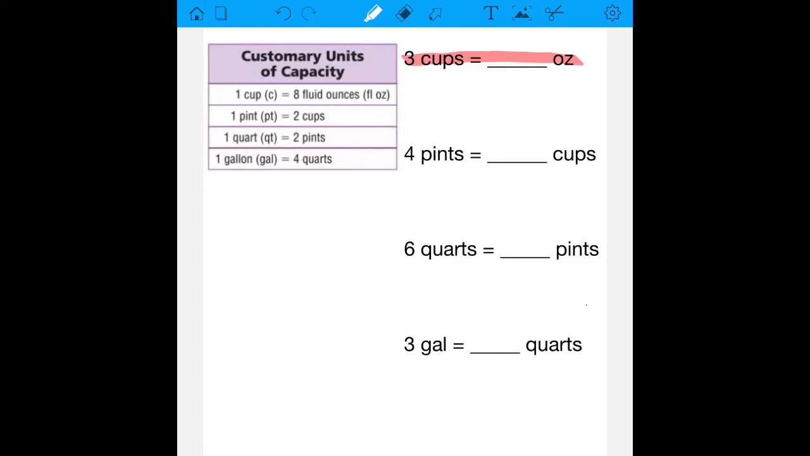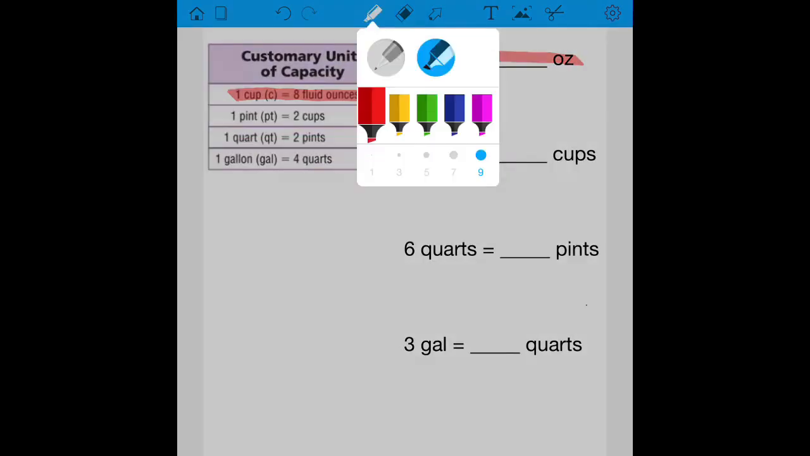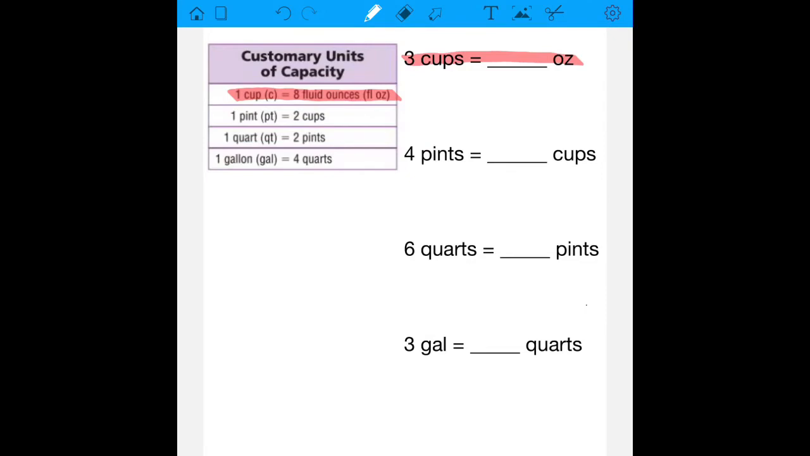In this case, I'm going to go over and I'll look at my chart and I can see that 1 cup equals 8 ounces. So on a problem like this, I am going to multiply. In this case, I'm going to multiply 3 cups times 8 ounces, and that's going to equal 24 ounces. So 3 cups equals 24 ounces.